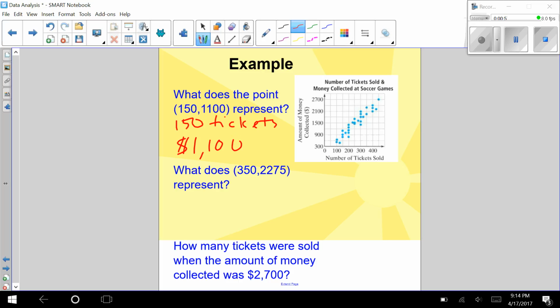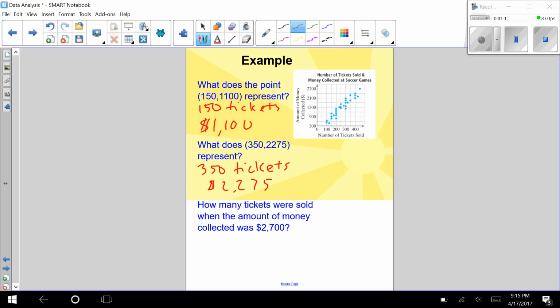So what does the point 350, 2,275 represent? Well, that must be 350 tickets, and they collected $2,275. And then how many tickets were sold when the amount of money collected was $2,700? So we go here where 2,700 is, and we find that point lines up with 450 tickets.